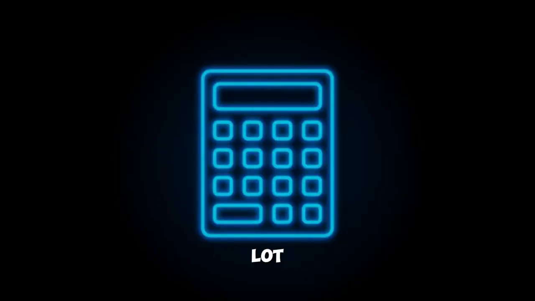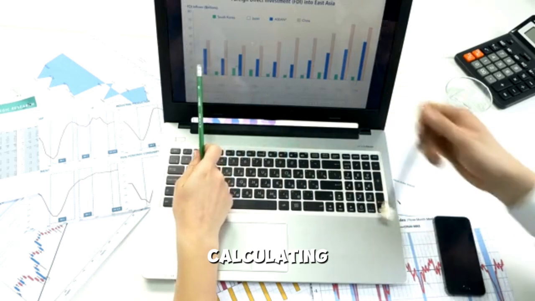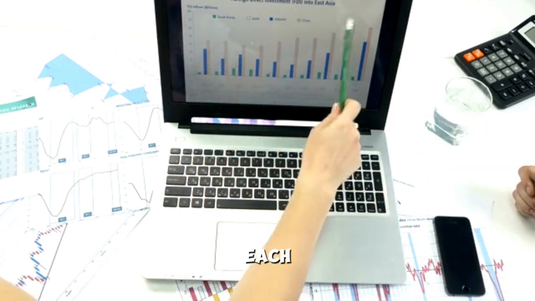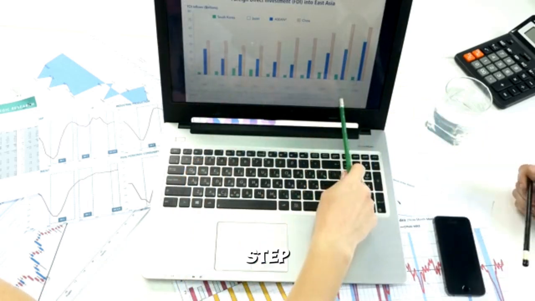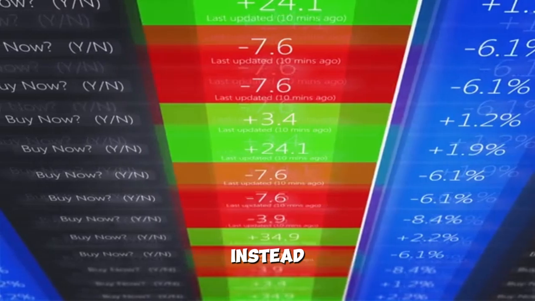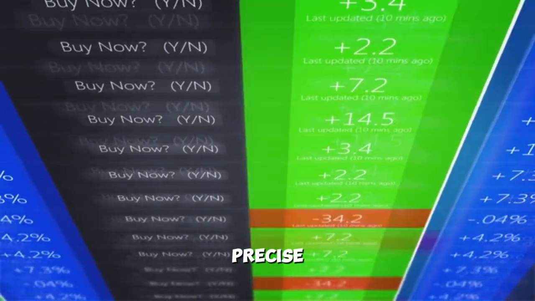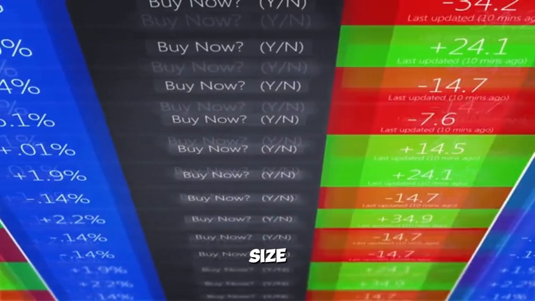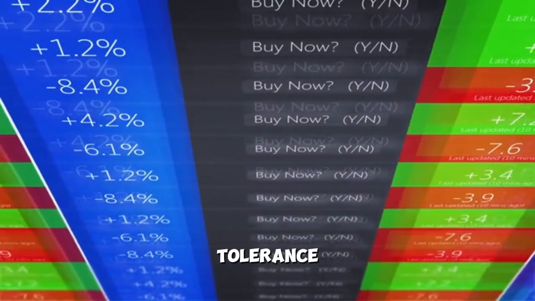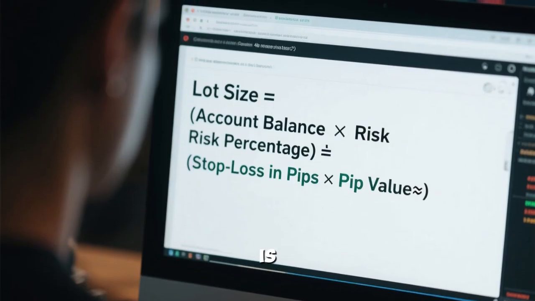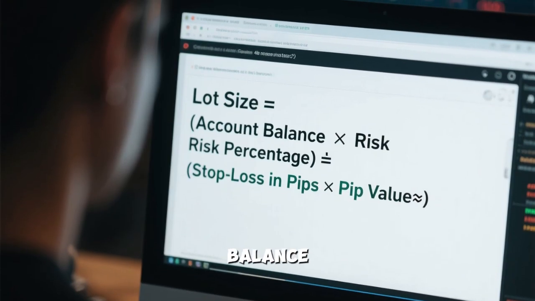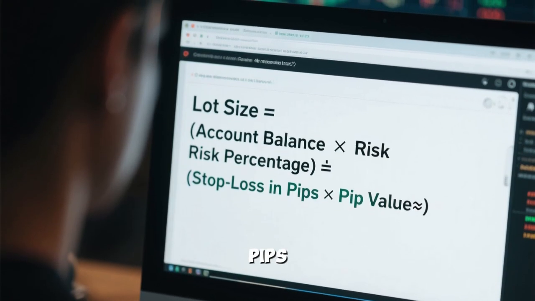How to calculate lot size based on risk. Calculating the appropriate lot size for each trade is a non-negotiable step for disciplined risk management. Instead of guessing, you should use a precise formula to align your position size with your predefined risk tolerance. The standard formula is lot size equals account balance times risk percentage, divided by stop loss in pips times pip value.